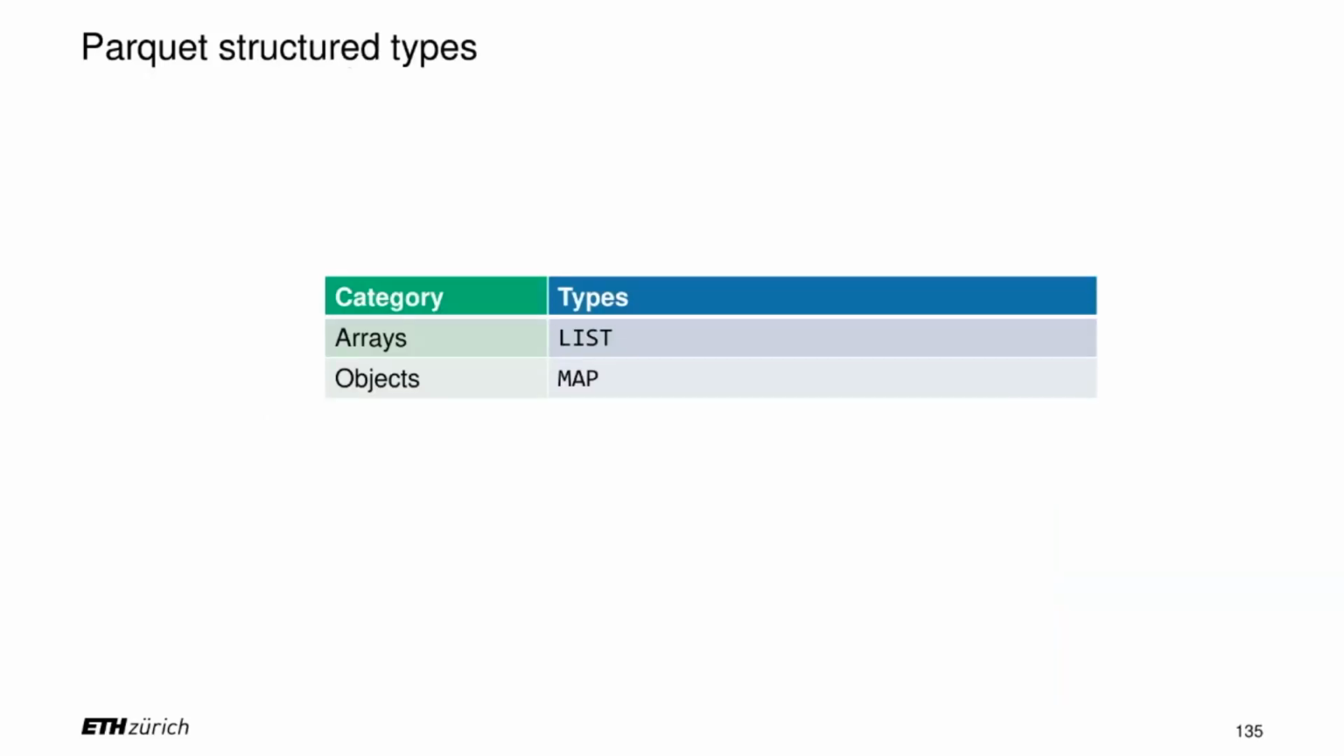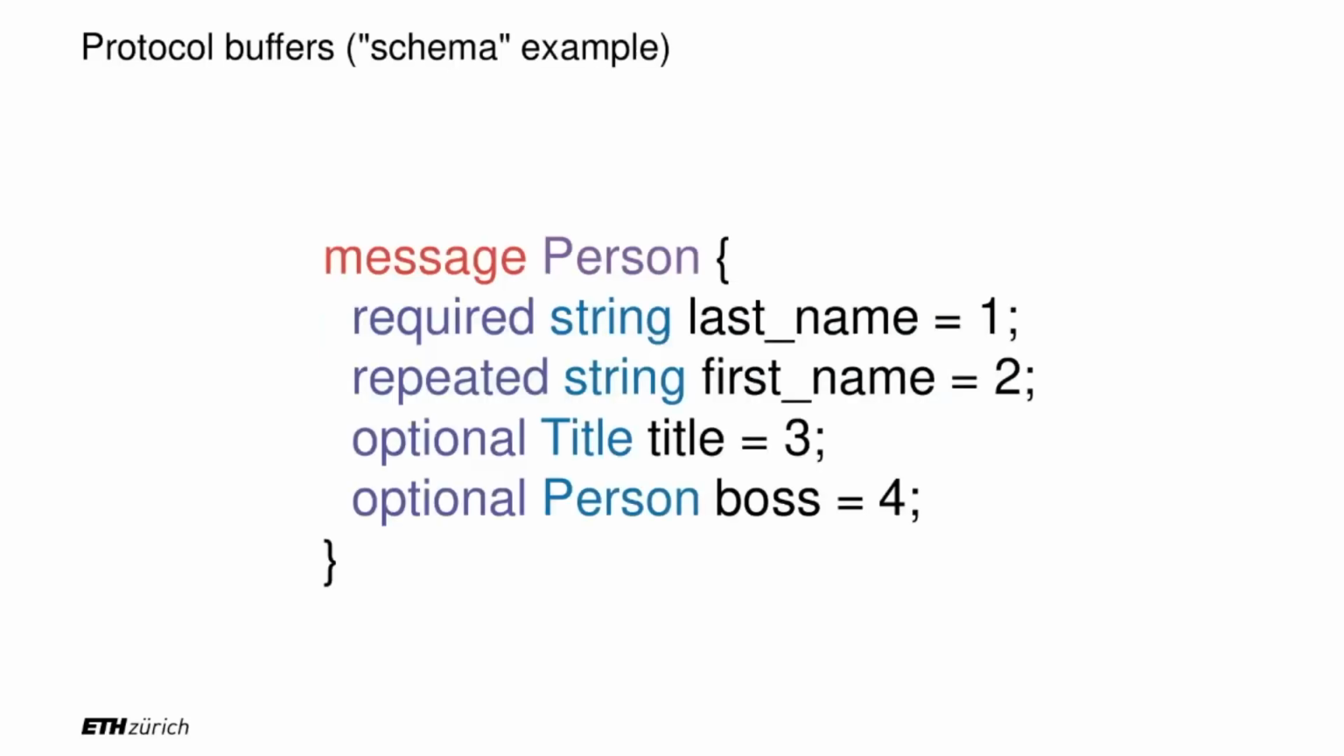Right. The same goes for the structured types in Parquet, lists and maps. Also no surprise here, lists are just arrays, maps are just objects. They're just called differently. And the same would happen if you look at Avro, if you look at protocol buffers, you will see it's always the same thing, it's always the same kinds of types, just with different names. That's protocol buffers, by the way. So you see, you shouldn't be surprised here.